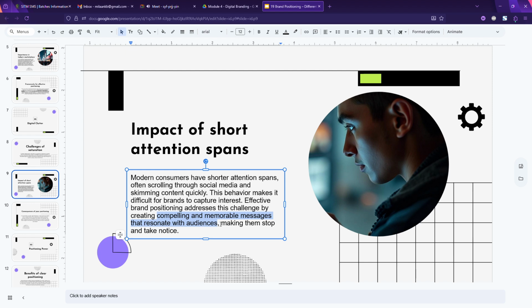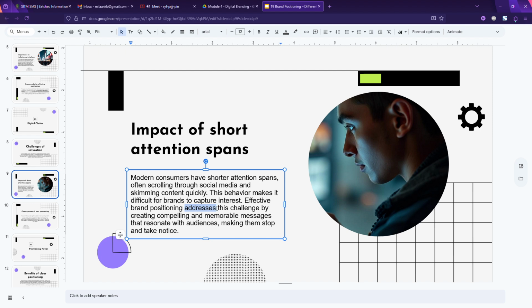And then people might also have their phone on silent, so we also should have captions. Captions should not be so long that people take a lot of time to read them. That's why short words go fast, the captions that we have in the video and all those. So that's how effective brand positioning addresses this.